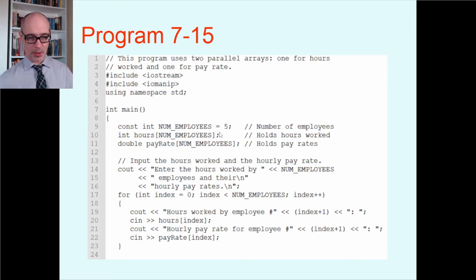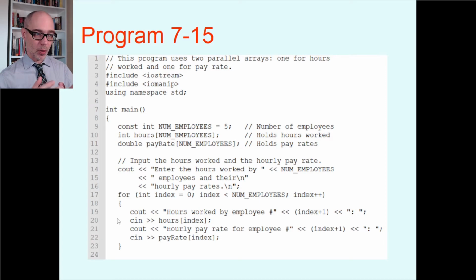Now, here comes the input part. So we're going to be getting the data for both arrays at once with one single for loop. So here we're inputting the hours worked and the hourly pay rate. You get a prompt, enter the hours worked by 5 employees and their hourly pay rates. So one single for loop, one single counter called index. It's going to go from 0 to NUM_EMPLOYEES, of course.